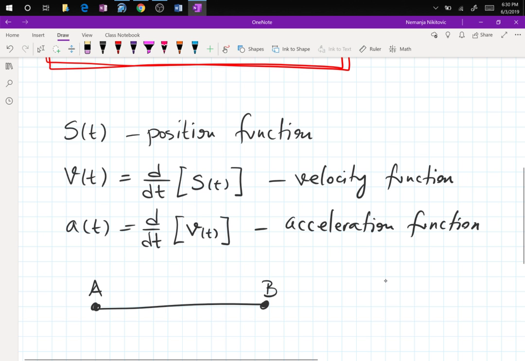acceleration. When you push the gas pedal, your velocity is changing up. When you push brakes, your velocity is changing down.